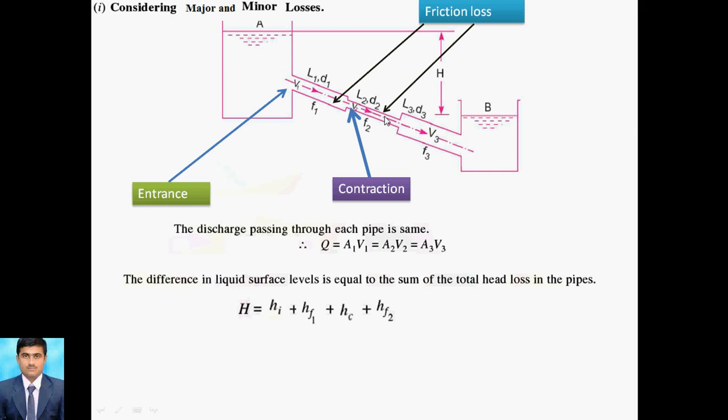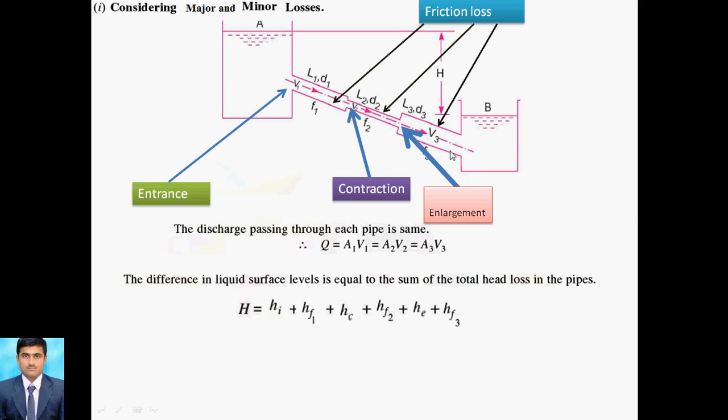Now next, the diameter is small, and after that it should be increasing. At that time this loss is called expansion, that is enlargement or expansion, denoted by HE. Here also the pipe has length, and longer length means friction is there. So HF3 for the third pipe. Again this is called friction loss, HF3.